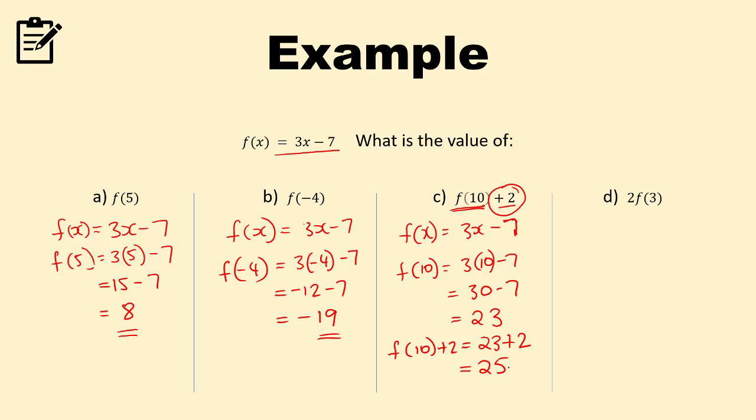2 of f of 3. Now you could probably have guessed it. We find f of 3 and then multiply the answer by 2. So let's go ahead and find f of 3 first.